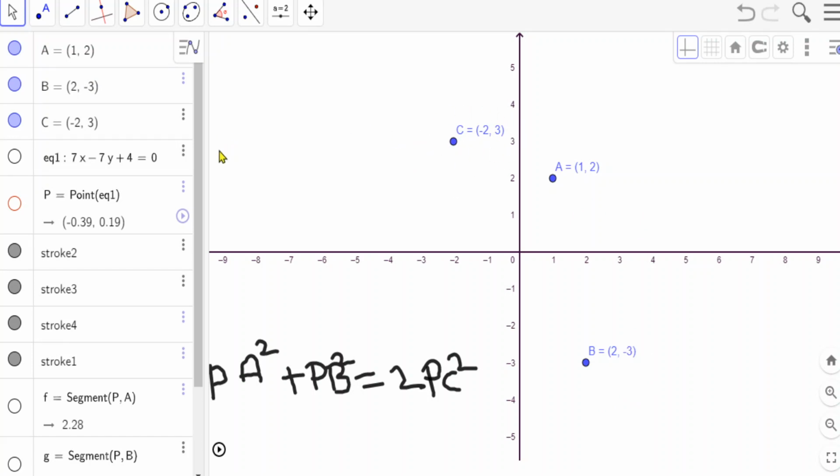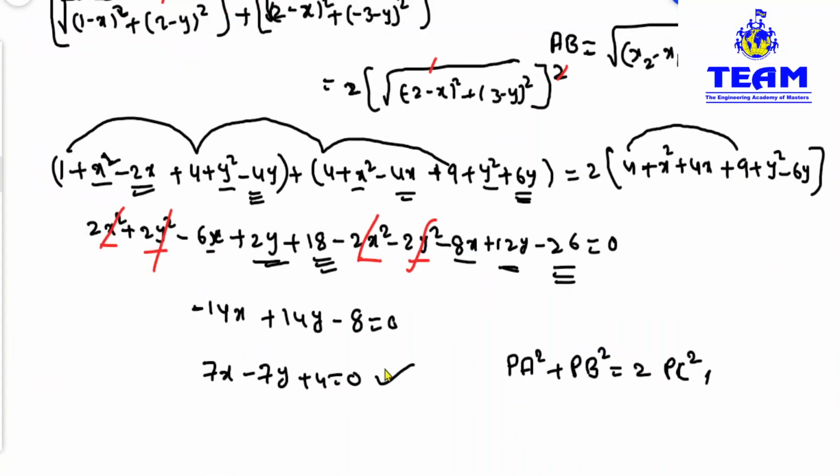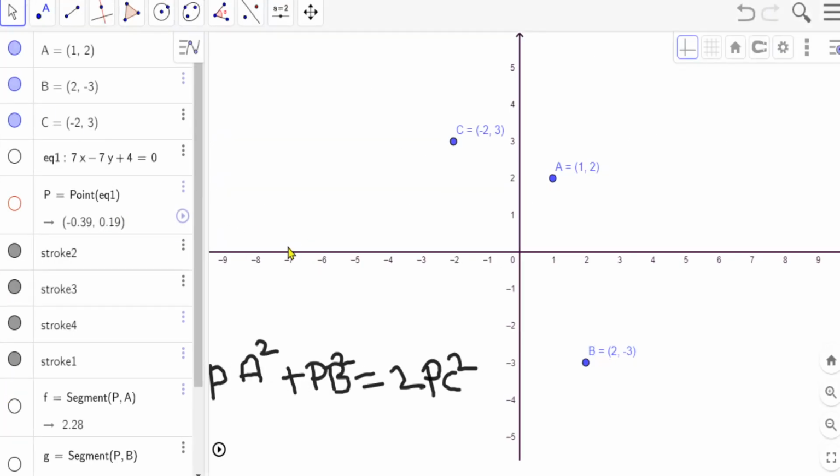Now we have an equation. Which equation do we have? 7x minus 7y plus 4 is equal to 0 is the locus equation. Okay friends, this is the locus equation, and now I am showing that the locus equation is this one. Now you consider one point. This locus already satisfies one condition. Which condition? PA square plus PB square is equal to 2 PC square. Like that we have to take a point P.